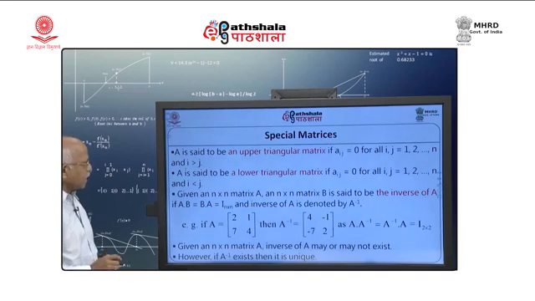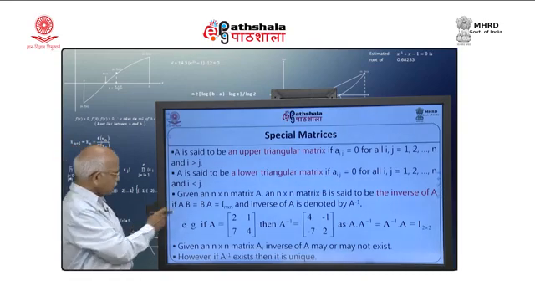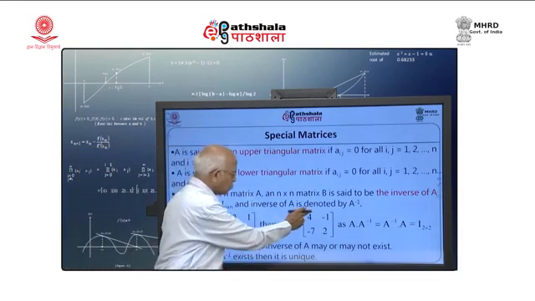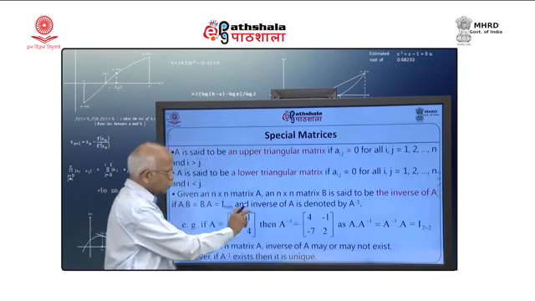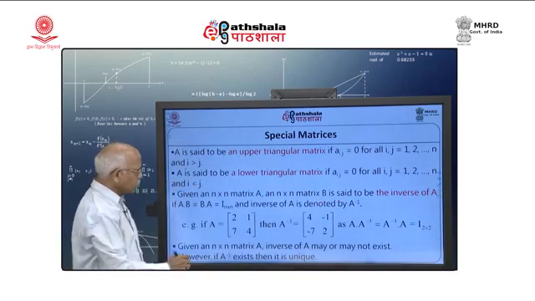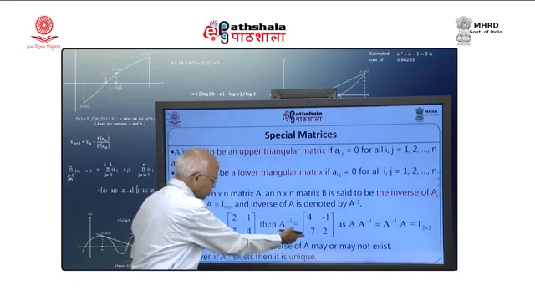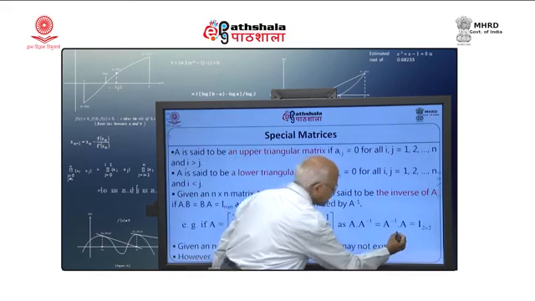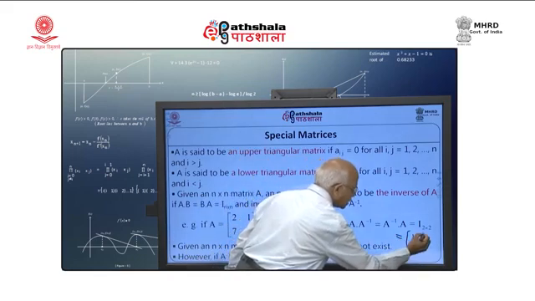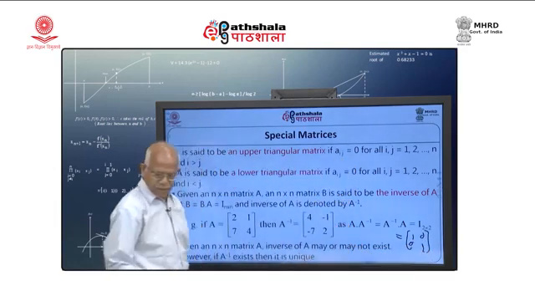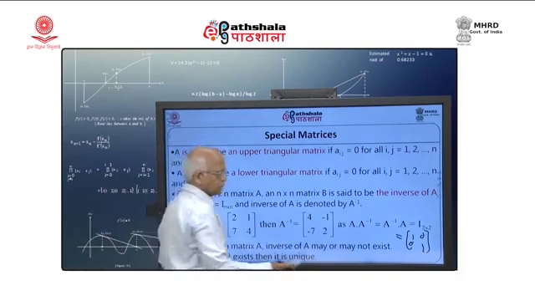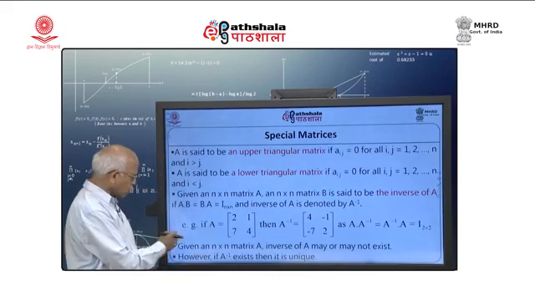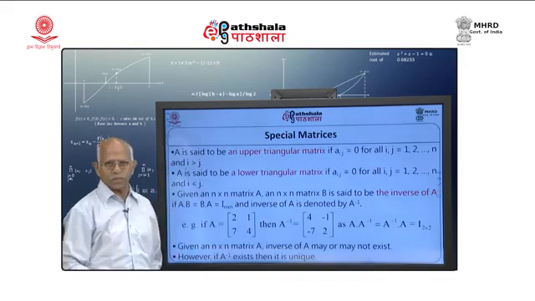Given an n cross n matrix A, an n cross n matrix B is said to be the inverse of A if A dot B and B dot A are equal to the identity matrix. For example, if A is equal to 2 1, 7 4, then A inverse is given by 4 minus 1, minus 7 2. When I multiply A into A inverse, 2 into 4 is 8, 1 into 7 is minus 7, so I get the first value as 1. The identity matrix is 1 0, 0 1, and you can verify that this product is this. Such a matrix is called the inverse of a matrix. Given an n cross n matrix A, the inverse of A may not exist. However, if A inverse exists, then it has to be unique.